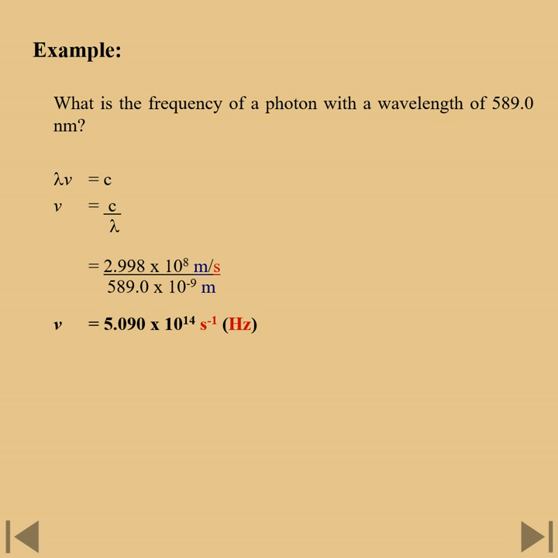Now that really depends on what the wavelength is, of course. But most visible wavelengths are going to have wavelengths in the region of hundreds of nanometers and frequencies in this range of 10 to the 14th-ish reciprocal seconds.